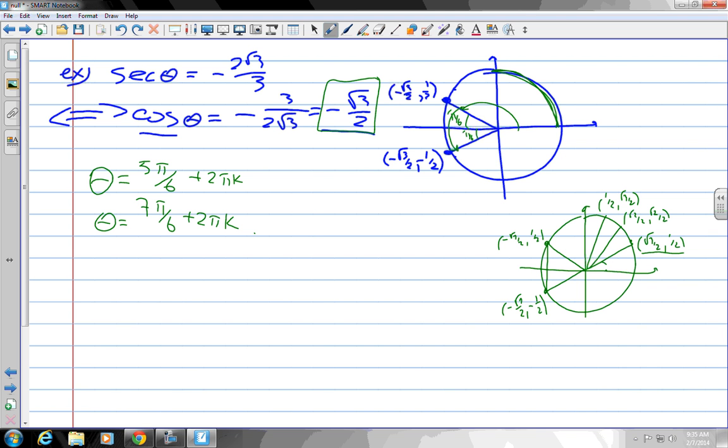Yeah, but see, that will be the positive one. I don't need the positive, I only need the negative, right?